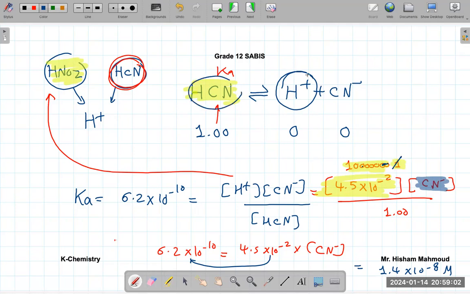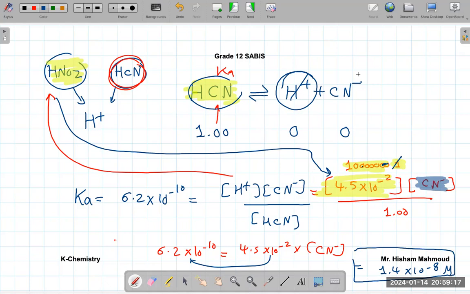So I will ignore that one and I will use this one alone. Start plugging in the numbers. The HCN is the one. Then you can find CN minus by dividing this value by H plus and CN minus. So you get the CN minus concentration 1.4 multiplied by 10 to the power of -8. That's how you find the pH of a mixture of weak acids.